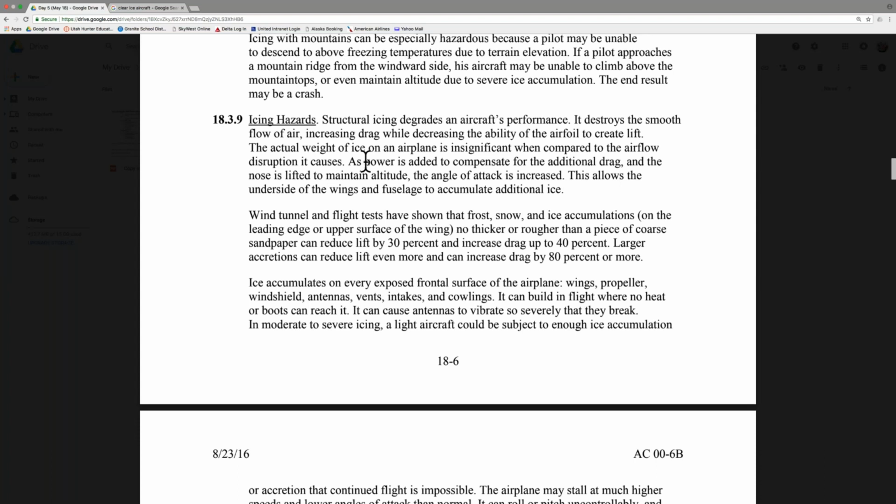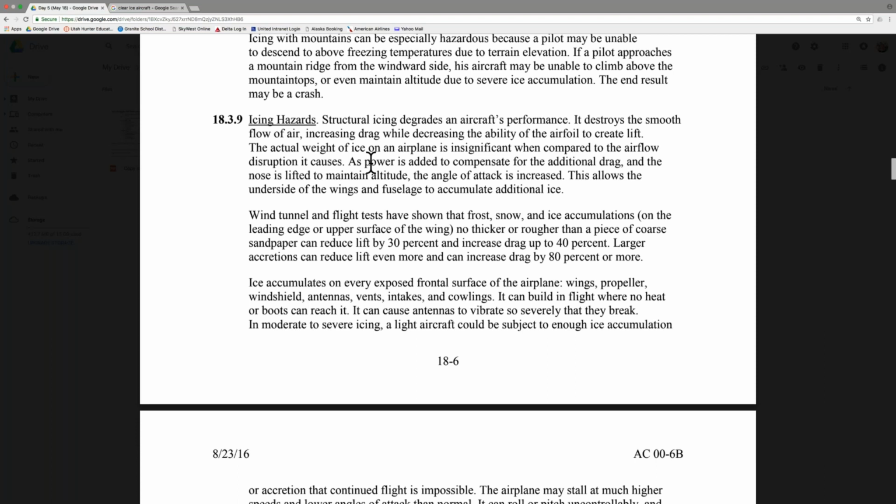Okay, so pilots, when correcting for icing, they're trying to maintain their altitude, right? That's what they're doing. A lot of times they'll increase the thrust and then change their pitch to maintain the altitude. Well, that just increases the problem. So, wind tunnel and flight tests have shown that frost, snow, and ice accumulations on the leading edge or upper surface of the wing, no thicker or rougher than a piece of coarse sandpaper, can reduce lift by 30% and increase drag by up to 40%.